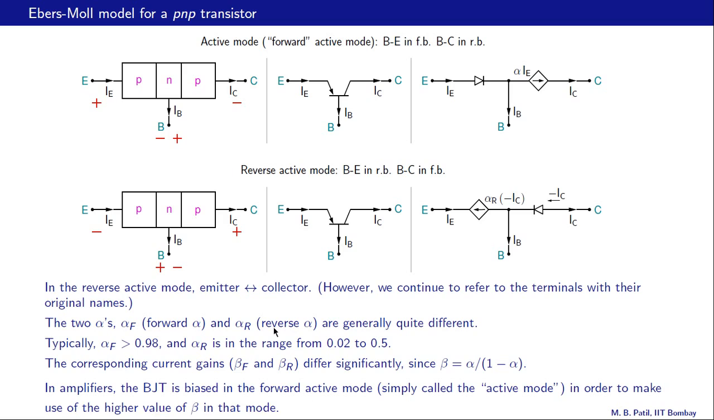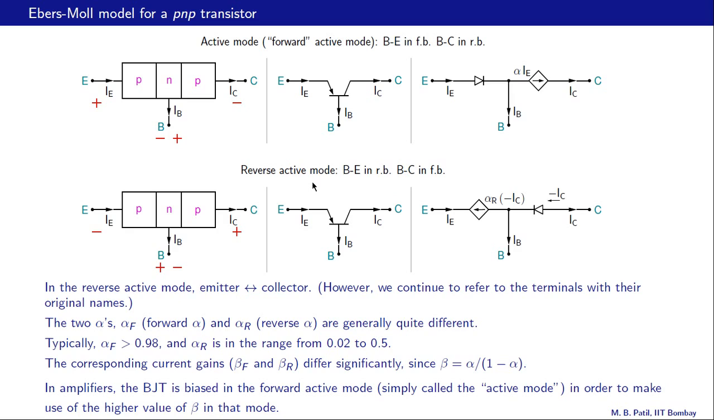In amplifiers, we don't normally bother about this reverse active mode because the reverse beta is so poor. So in amplifiers and many other analog applications, the BJT is biased in the forward active mode, or it is simply called the active mode. We don't often mention this word forward. And that is done because we want to make use of the higher value of beta in the forward active mode.